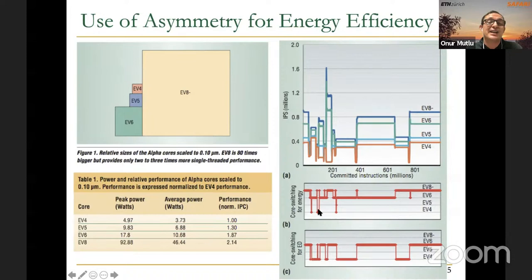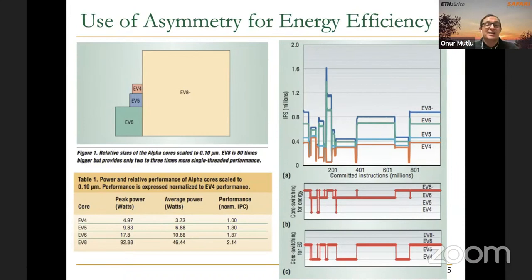So this is the runtime mechanism that runs and picks the best core so that they can migrate the full application. Here they're migrating the full application from one core to another. There's no one thread or another thread. The full application gets migrated because the full application is single thread.